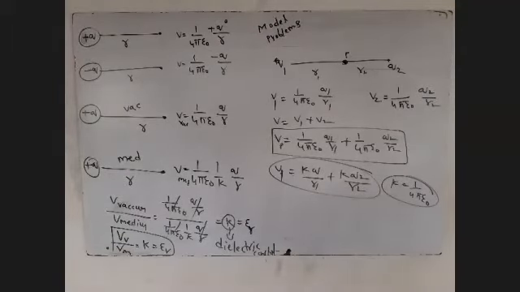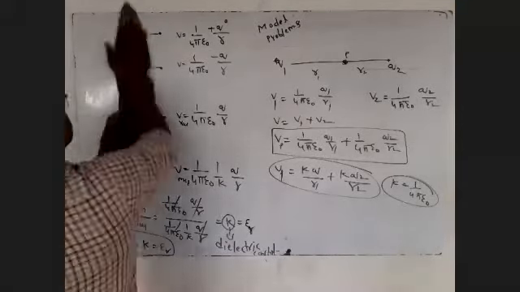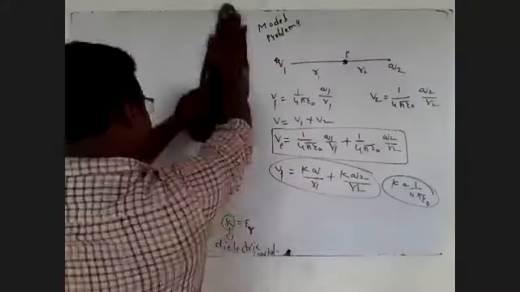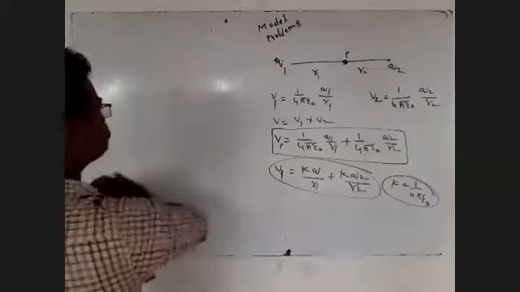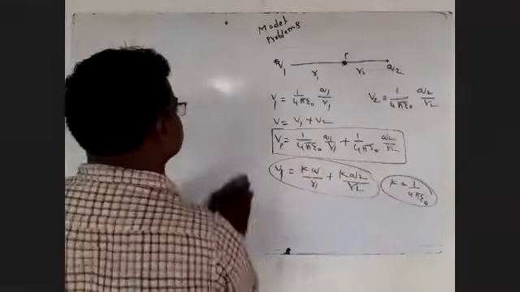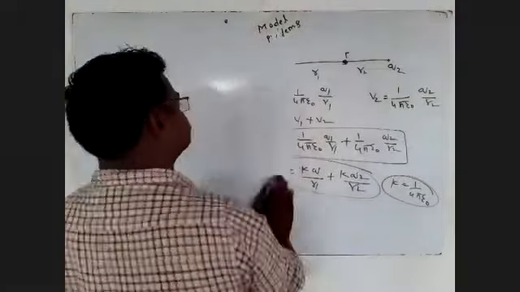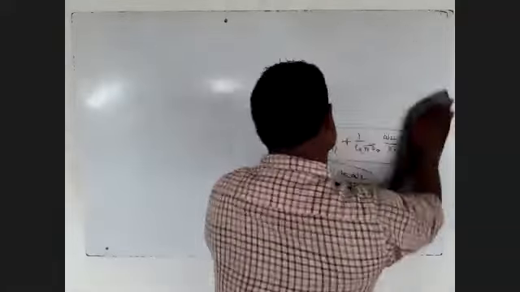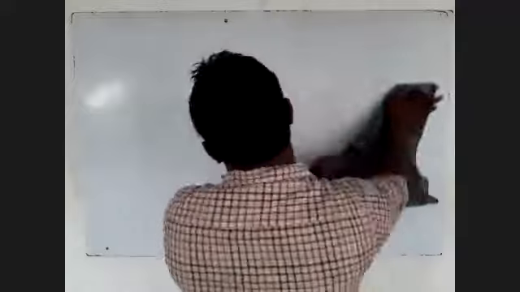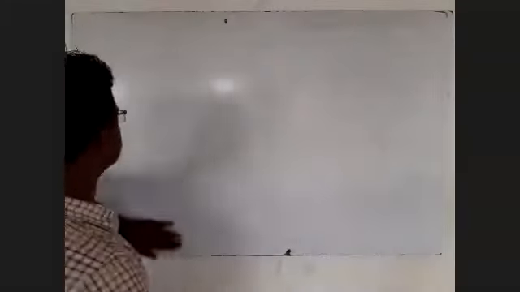Okay, next one. Next is the second model type. So the next model we are taking, where one charge is positive and the other one is negative.